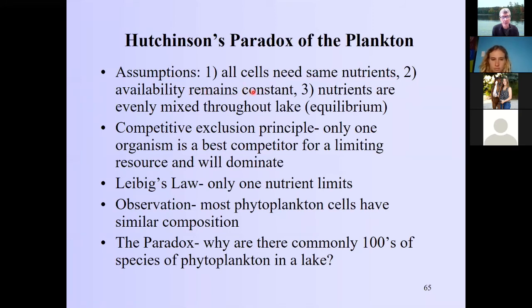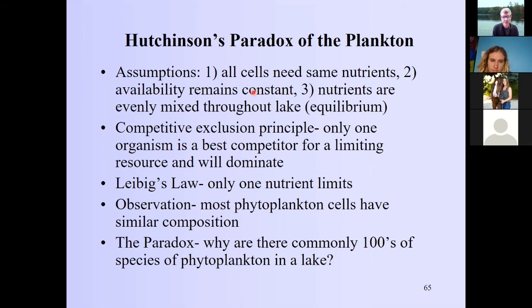Availability remains constant? No, we know that there can be a flood. There can be a fire that increased atmospheric precipitation. Nutrients evenly mix through the lake? No, nutrients flow in through different parts, like if it only flows into a river. There's seasonal stratification. There can be entrainment. There can be seiches. There can be mixing by wind. All those things can lead to unequal mixing.